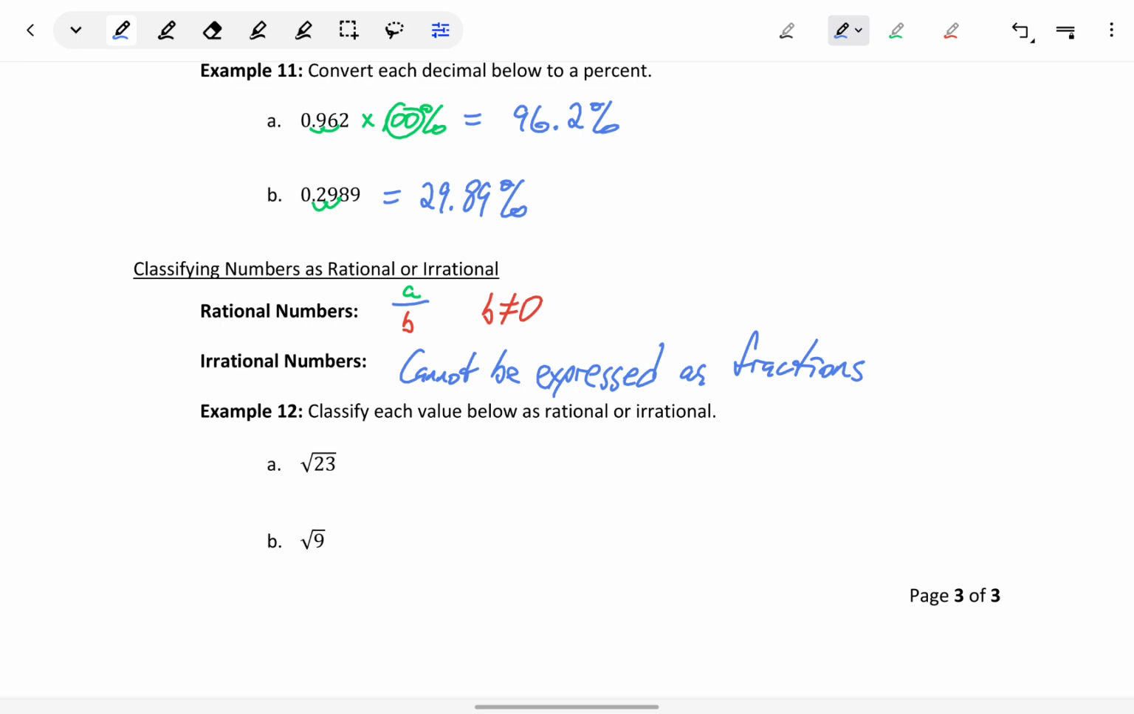In example 12, we'll actually look at part B first. We have the square root of 9. That will be equal to 3. But we know that we can take any whole number, any integer, and write it as a fraction over 1. So since 3 is equal to 3 over 1, this is a rational number.